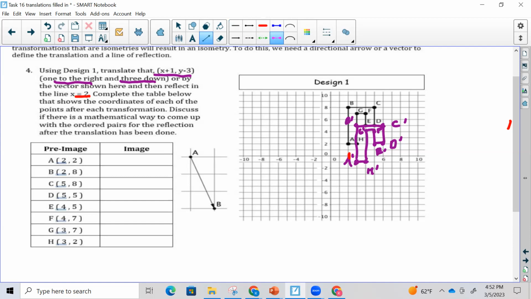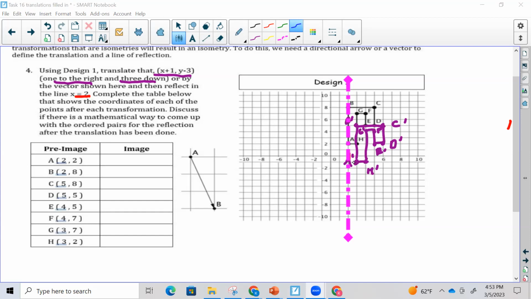Is this vertical line at x equals 2. And I am going to reflect my new image. So this image, after I translate it, I'm reflecting the translated image over this line. Okay. And when we do our reflections again, what we're doing is we count to the line of reflection and we count the same distance to the other side.